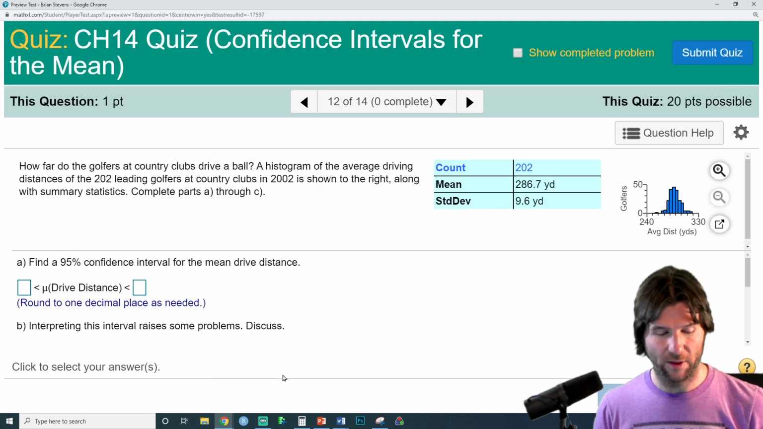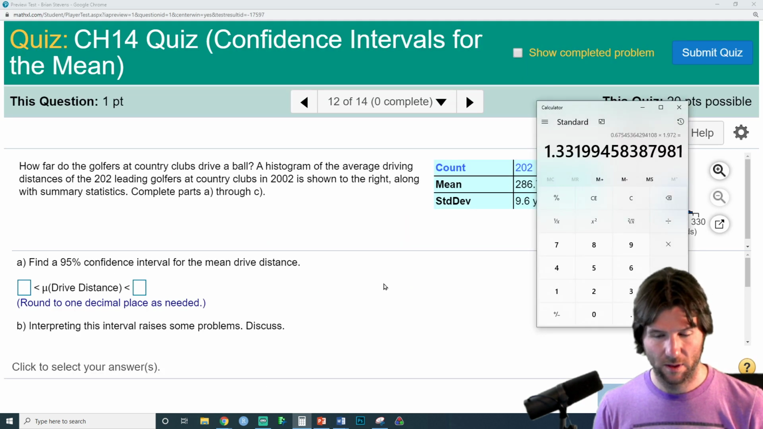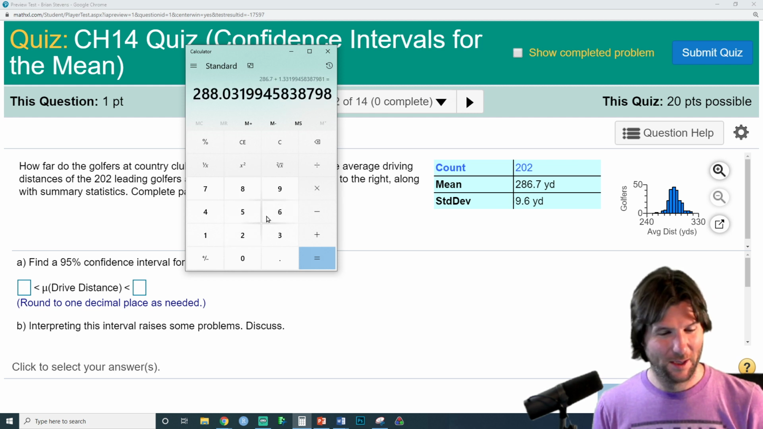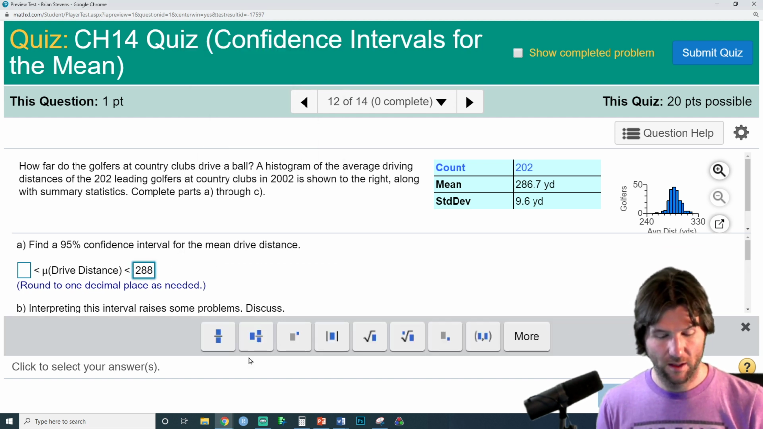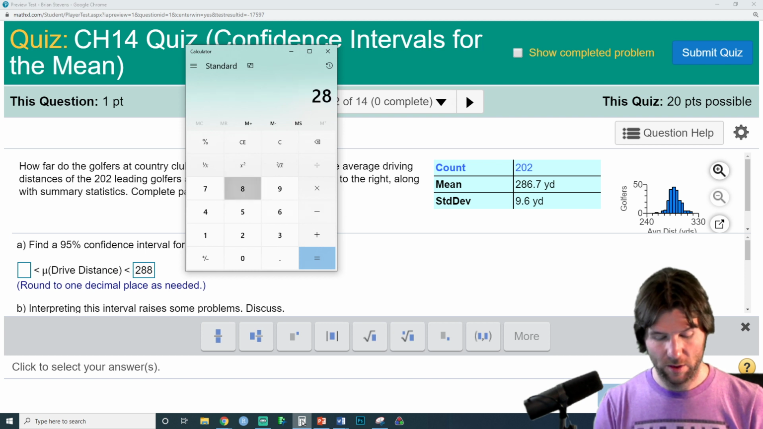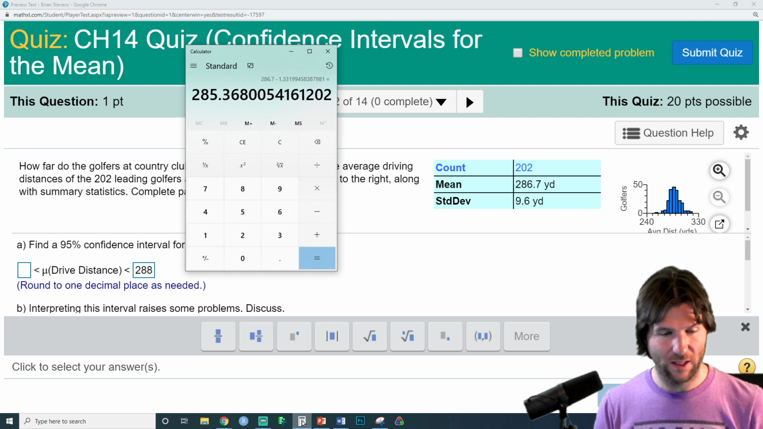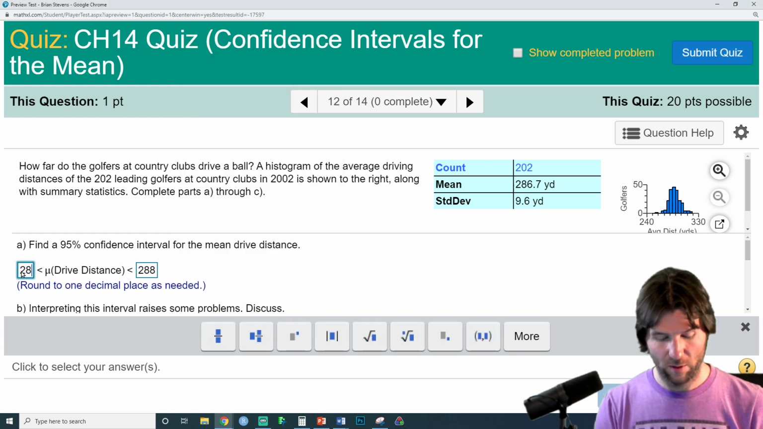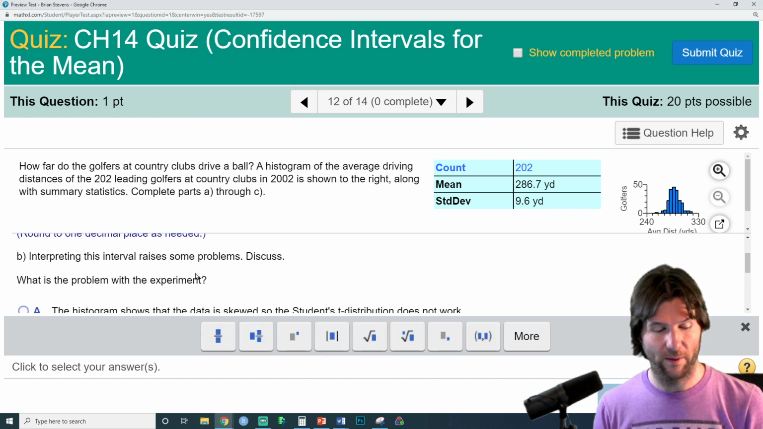So then let's hop back over to here. Let's enter in our numbers. So there's our margin of error. And we can almost do it in our head. If I do it in my head, I'm going to make a mistake. If I type it in, I'll probably make a mistake too. So 288 right here, that rounds to one decimal. And then we go 286.7 minus that. So 285.4. That should be right there.